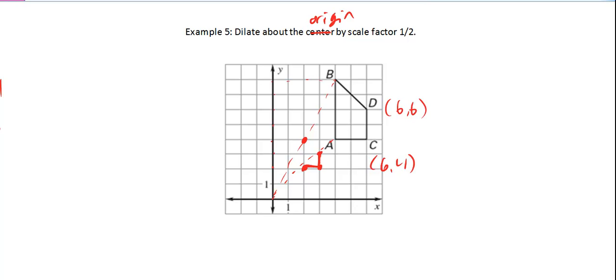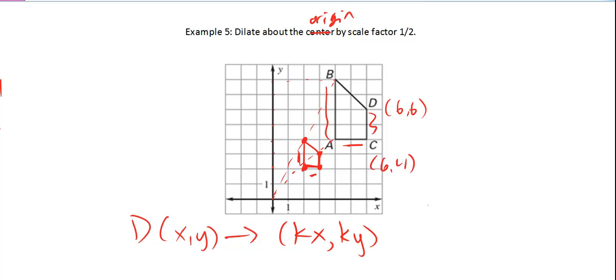Here's my new image. It's easy to see that it's half the size. This length is 2, now it's 1; 2 becomes 1, 4 became 2. So we can see that this similar figure still exists, and maybe you picked up on what the rule should be as well. Notice that if I'm going through a dilation, x, y becomes the scale factor times the coordinates. This is the rule anytime we're dilating around the origin by scale factor k. We're going to play with this in class tomorrow, and hopefully this made some sense.